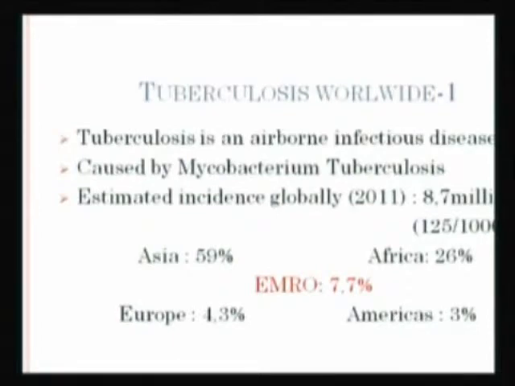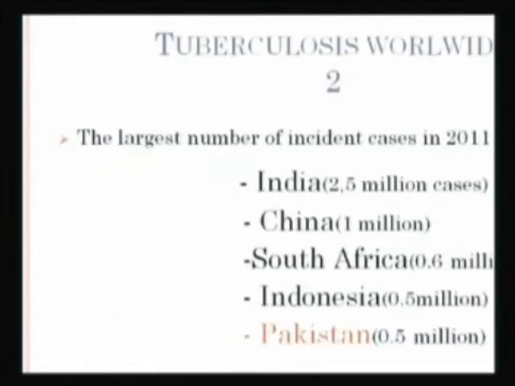59% of the occurred cases are in Asia, 26% in Africa, 4.3% in Europe, and 3% in the Americas. In EMRO, the Eastern Mediterranean region, which is our region, 7.7%. The largest number of incident cases are in 5 countries: India, China, South Africa, Indonesia, and Pakistan. Pakistan is a part of our EMRO region.